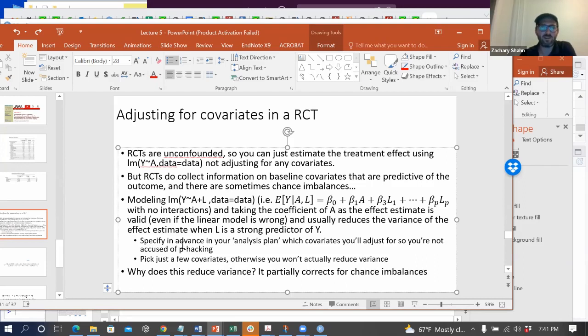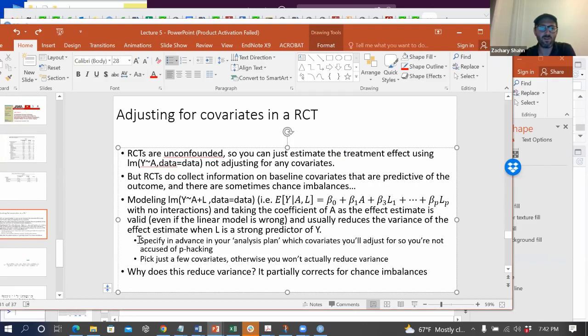And if you do that, you're still going to get a valid, meaning unbiased, estimate of the treatment effect, even if this model is not correctly specified, meaning even if there are lots of interactions, and really you should be using transformations of the variables like squares and logs and whatever. So even if the model's wrong, if you fit it, you still get a valid effect estimate for A in beta 1. And it also usually reduces the variance of that estimate. So you get a more precise estimate. You're confident it's in a narrower range than if you just do the unadjusted version, especially if the L covariates are strong predictors of the outcome.